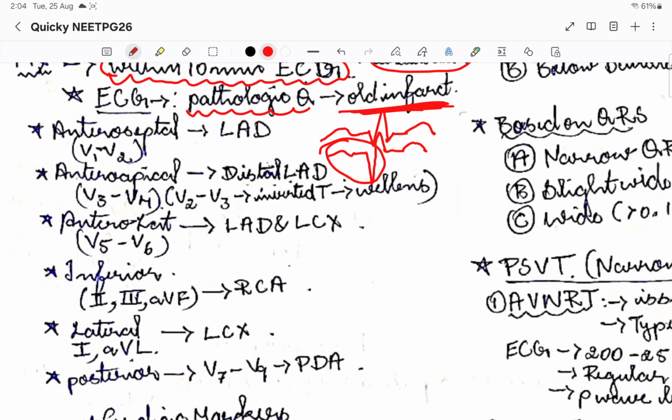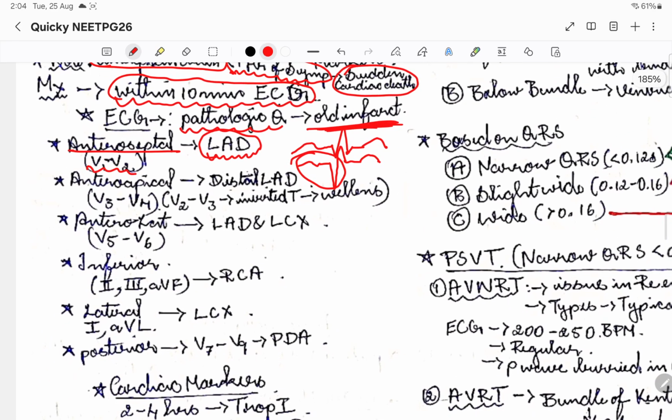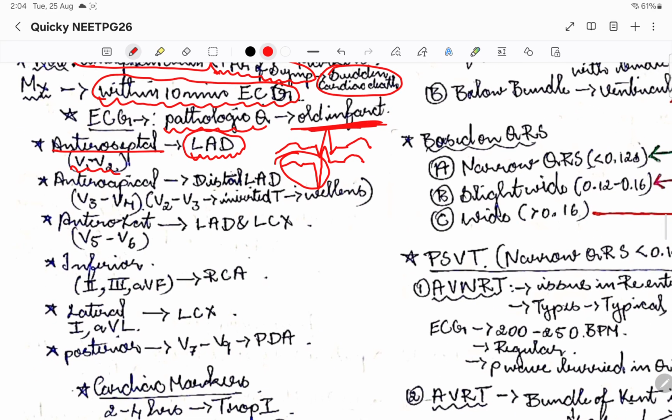Now I put the camera in front of my heart. This is the anteroseptal, meaning V1 and V2. I'll be placing those leads in front of the sternum. This tells me the left anterior descending artery is the issue. So left anterior descending artery means anteroseptal, V1 and V2. Then coming to the apical region, there are V3 and V4, which tell me the distal LAD is affected.